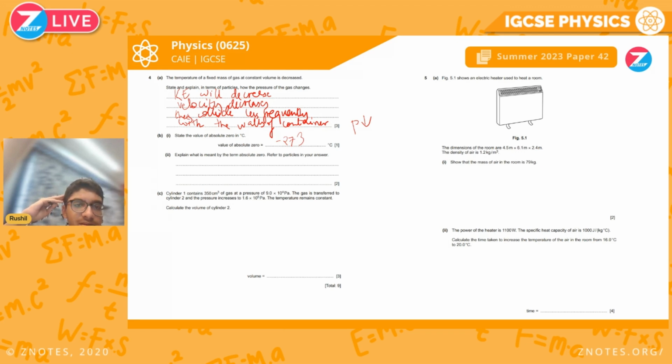So absolute 0 is the lowest possible temperature that can be achieved physically. I already mentioned that temperature and kinetic energy are directly proportional. So at absolute 0, the lowest possible temperature, it also gives the minimum kinetic energy possible of the particles.